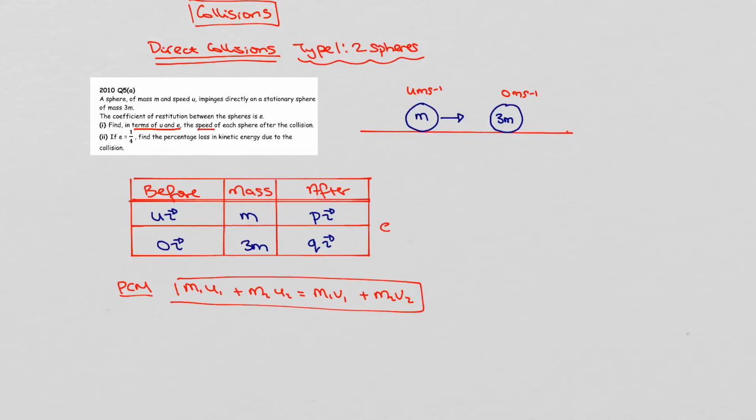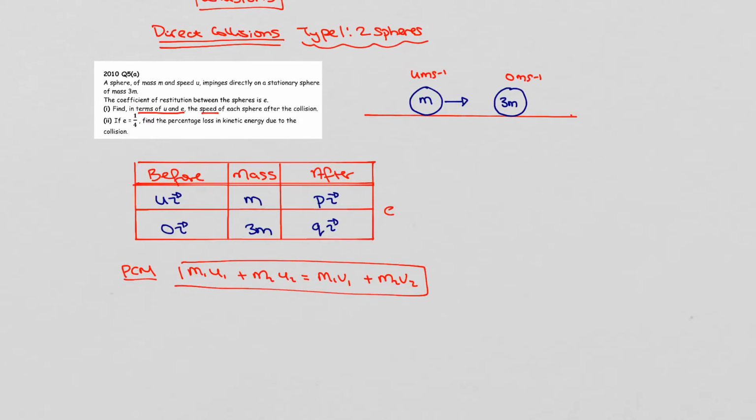And you must always sub in for m. Don't cancel m in your head. You must show your m's in your equation, because you could lose marks for that, okay? So we have m times u plus 3m times 0 is equal to m times p plus 3m times q. And of course, if we now divide across by m, I'm left with p plus 3q is equal to u. So that's our first equation.